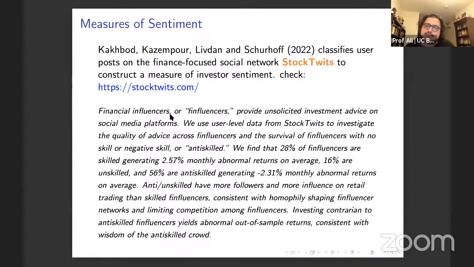We argue that the reason is that there is homophily going on: people think they are similar to the anti-skilled ones, which is why they follow them. We also constructed a portfolio going long on the skilled and short on the anti-skilled, a combination of the two. We find that the out of sample performance of this portfolio is very good and actually dominates the market portfolio. Again, to address this question, we need to deal with text, because with stock tweets you are dealing with high dimensional text data.